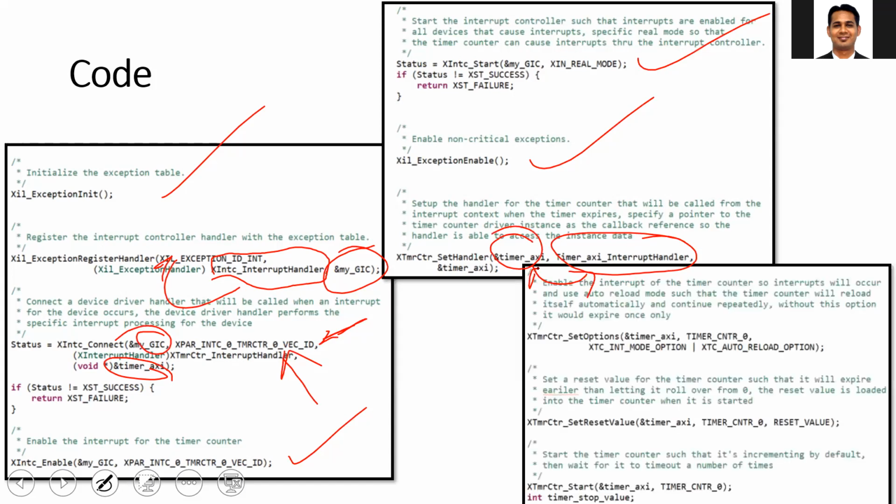After that, it's a regular timer utilization where we set the options inside the timer. Okay, you need to enable the interrupt mode inside the timer, and again the auto reload. So with auto reload, it's an up counter. Then set the reset value and start.